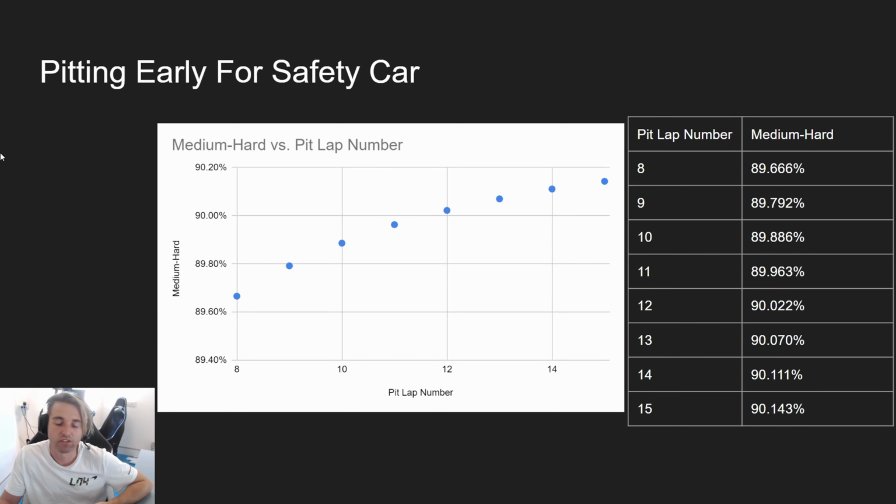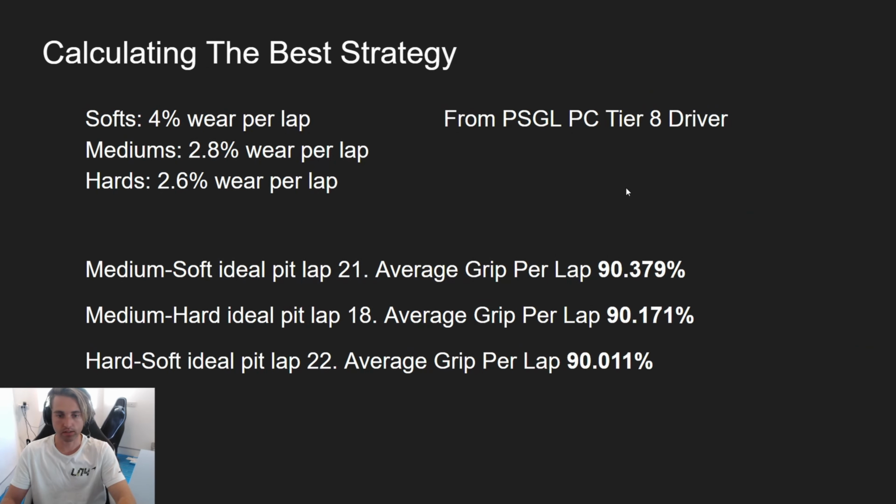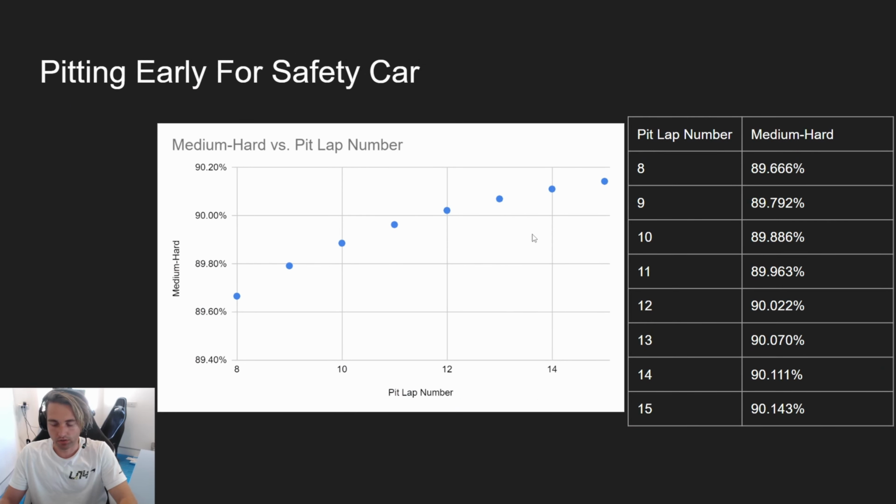You can also look at if you're pitting even earlier. This is just the medium hard. We're looking between pitting lap 8 versus pitting lap 15. You can see how it falls off as you keep pitting earlier and earlier, just because the hards are going to wear out near the end of the stint, and you're losing grip levels more quickly as you get past the optimal amount. And the optimal amount was around, I think it was 18. Yeah, it was 18. So you're getting diminishing returns if you're pitting very early under a safety car. And this kind of shows it here.